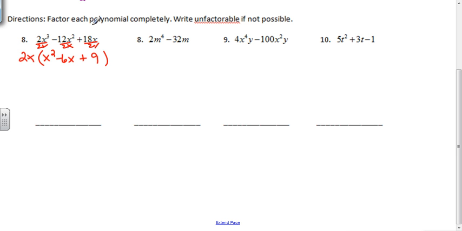So now I have to see, are my parentheses completely factored? Well, there's no GCF between 1, 6, and 9 other than 1, so I can't take out a greatest common factor, but that's a trinomial, so maybe I can work out the Korean method. This actually is a special case because I can do the square root of 1, I can do the square root of 9. If I multiply those together, I get 3. If I double it, I get 6.